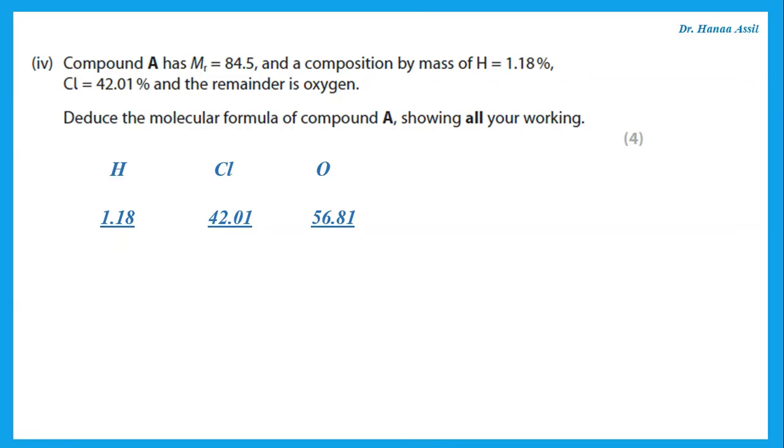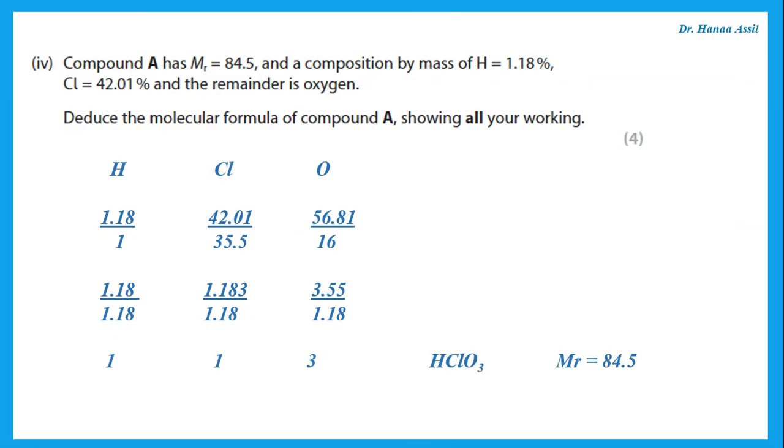How do we get empirical formula? Divide each one by its mass number, and the numbers that come out divide by the smallest. This gives me a ratio of 1 to 1 to 3. So this means that the empirical formula is HClO3. Now if I calculate the amount of that, it is already 84.5, and that means that is also the molecular formula of A.